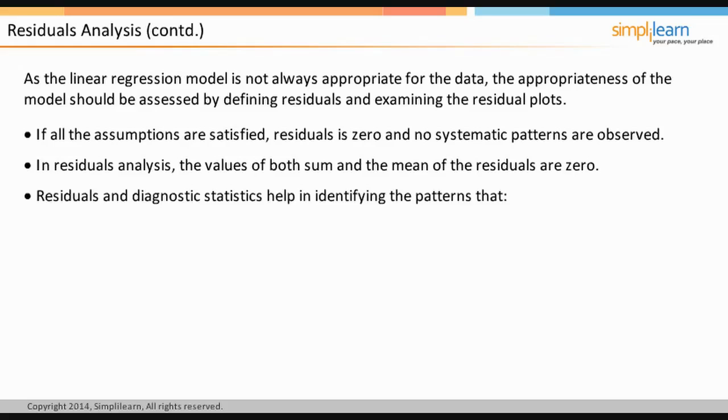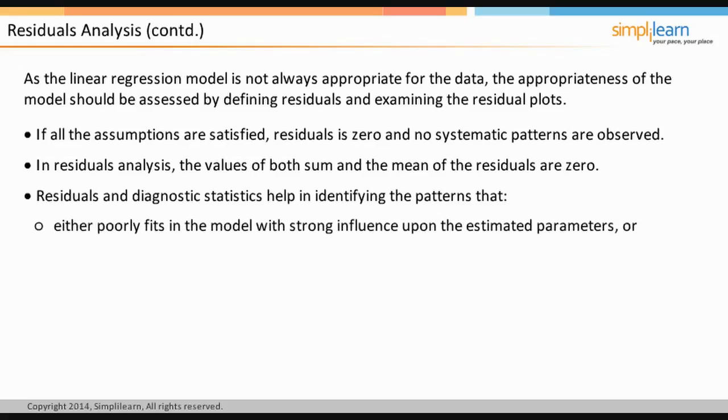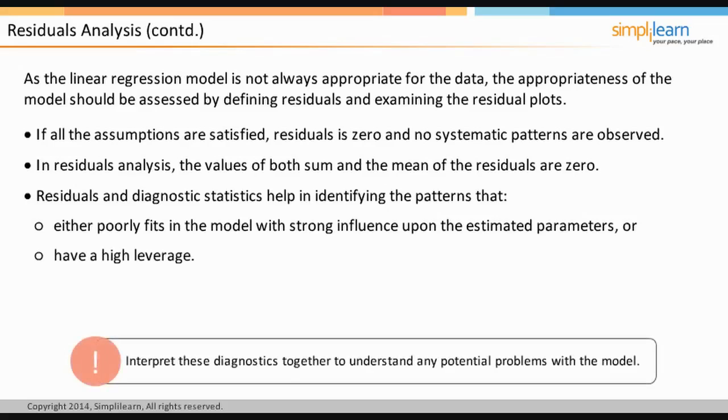Residuals and diagnostic statistics allow you to identify patterns that either poorly fit in the model, with a strong influence on the estimated parameters, or have a high leverage. It is helpful to interpret these diagnostics together to understand any potential problems with the model. In the next screen, we will learn about data transformation using the Box-Cox method.